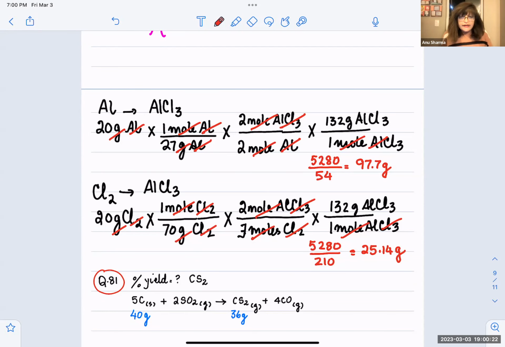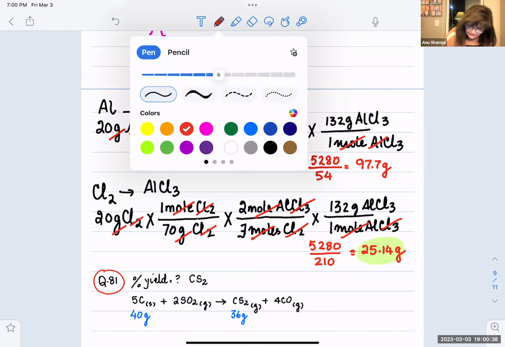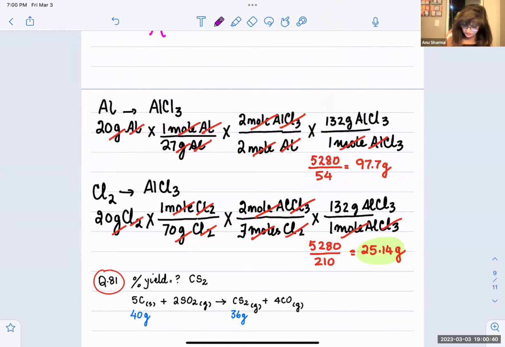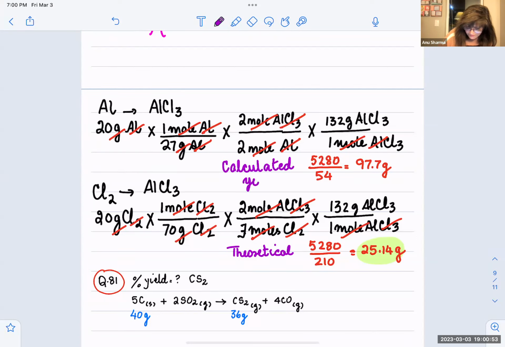Okay, so as you see, I canceled out all the units, and after the calculations, from the chlorine I'm getting 25.14. So 25.14 is obviously less than 97.7. Therefore, chlorine is the limiting reactant. And this really is the theoretical. In theory, you can produce this. In theory, this is the theoretical yield. Okay, this one is a calculated yield, because you will never be able to produce it.